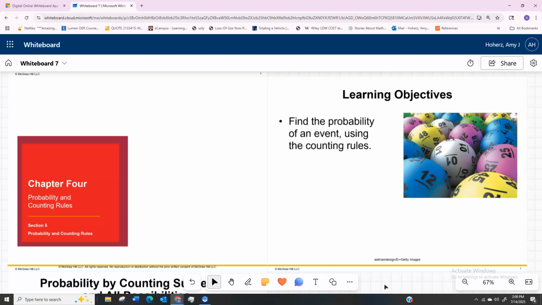I wish I had a way to show you that, but Casio doesn't have one online like the TI does. All right, so let's finish up Chapter 4 with Section 4.5.